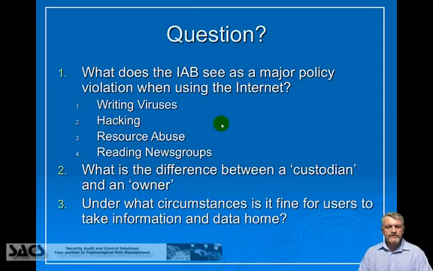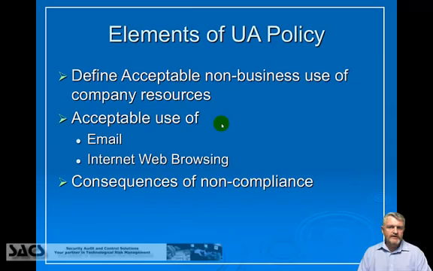Under what circumstances is it fine for users to take information or data home? This will be defined by your information security classification policy and access to information. The elements of an acceptable use policy or user access policy are: define the acceptable non-business use of company resources, acceptable use of email and internet web browsing, and consequences for non-compliance.